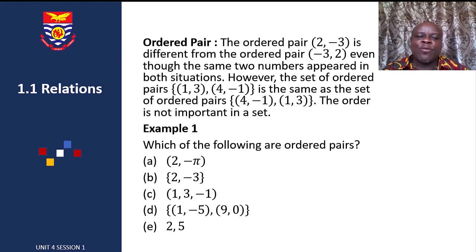Let's look at this example. Which of the following are ordered pairs? A. (2, -pi). B. The set consisting of 2, -3. C. (1, 3, -1). D. A set of (1, -5) as an ordered pair and (9, 0) as an ordered pair. Then E. 2, 5.